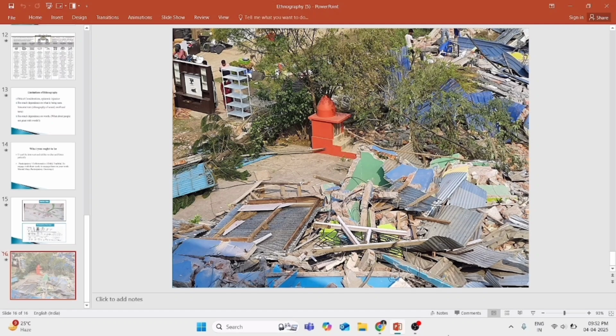For the next class, we will be discussing mainly what tools we will be needing for ethnography.